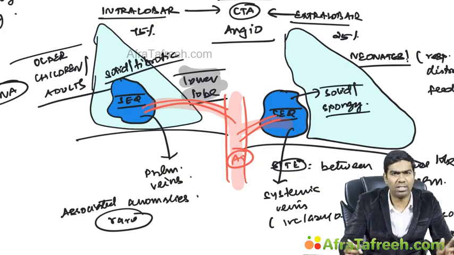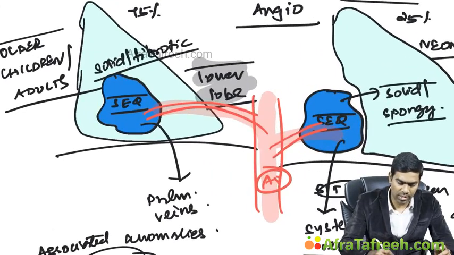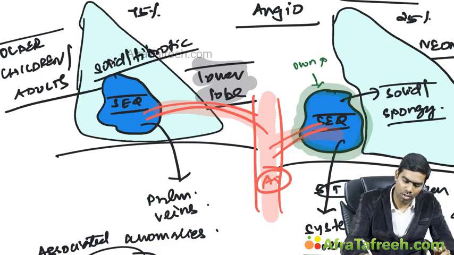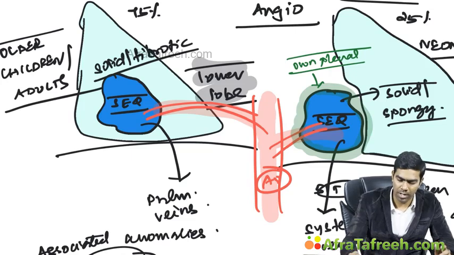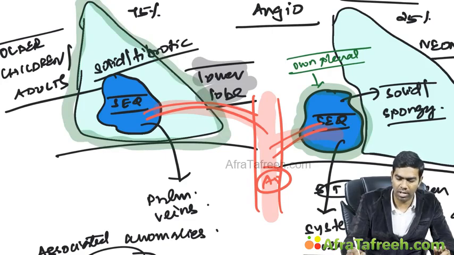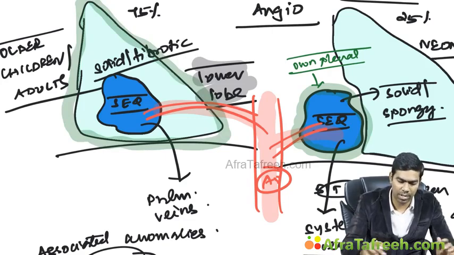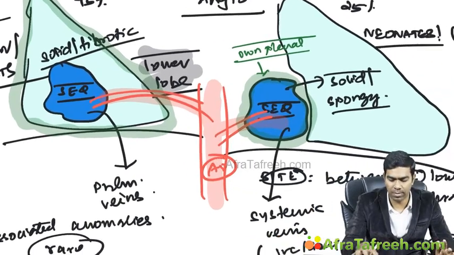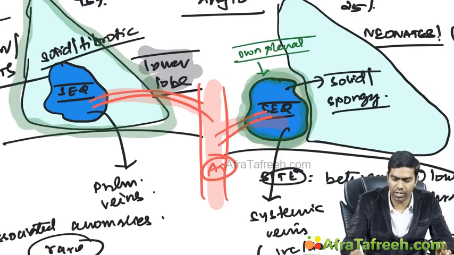And some minor things we will see now. This extralobar sequestration has its own pleural covering. They have a separate and own pleural covering. But this intralobar sequestration doesn't have any own pleural covering. The pleural covering will be along with the native lung. So there is no separate pleural covering that you see with the intralobar sequestration. But extralobar sequestration is going to have a separate own pleural covering, which I told you already.